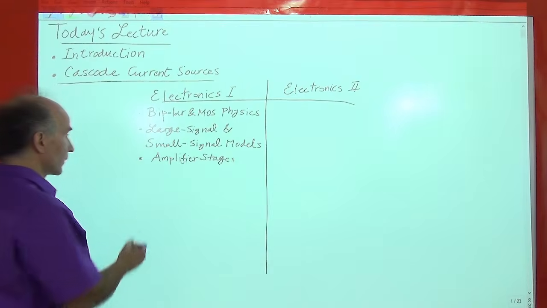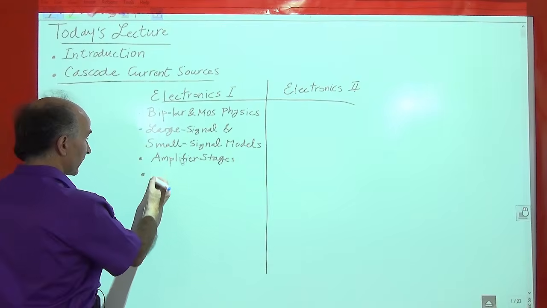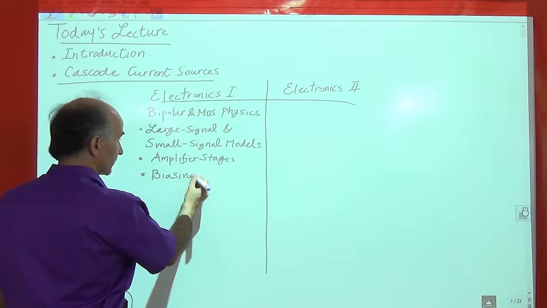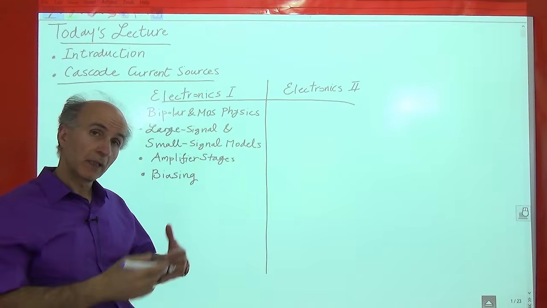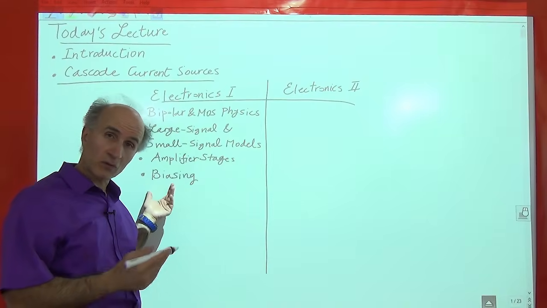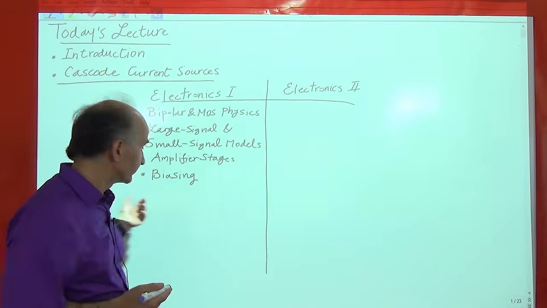And in doing so, we also learned the importance of biasing. We saw that each of these devices has to be biased so that it provides some transconductance, and as a result, it provides some gain. Without biasing, the device would be dead, so we would not have any useful characteristic from the transistor.